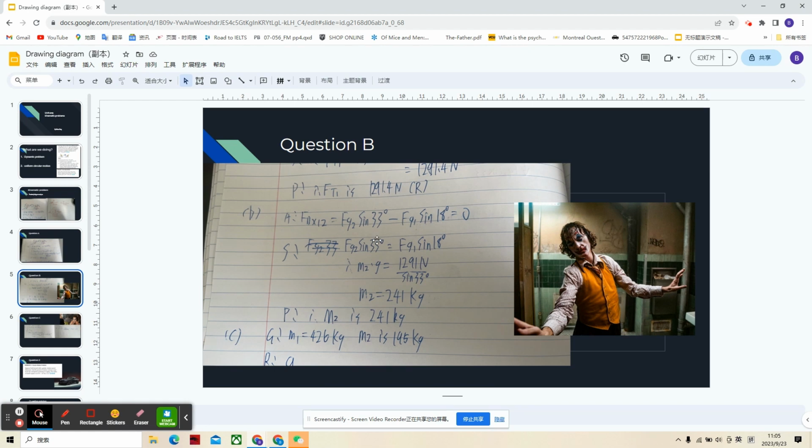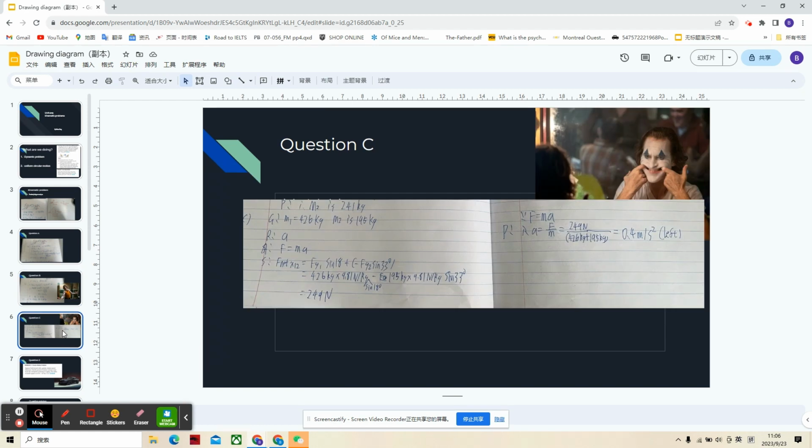Therefore, we can see that since F equals Ma, M2 g is equal to 1291 newtons over 33 newtons. Therefore, M2 is equal to 241 kilograms after we solve this equation. And we solved question B. Then we move on to question C, alright?